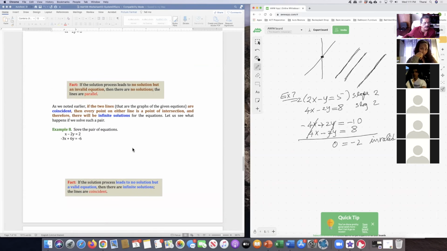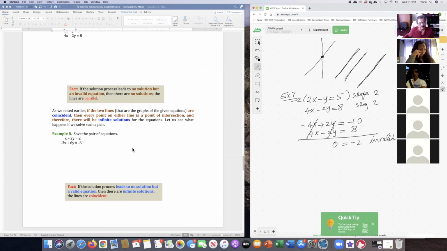Okay, going to the next example, example 8, it says solve the pair of equations. I can see that the slope of the first equation is half. The slope of the second equation is also half. So the slopes are matching, and the y-intercepts are also matching. I can do it in my head. So that means these lines are what kind? Slopes are matching, y-intercepts are matching. They're coincident.